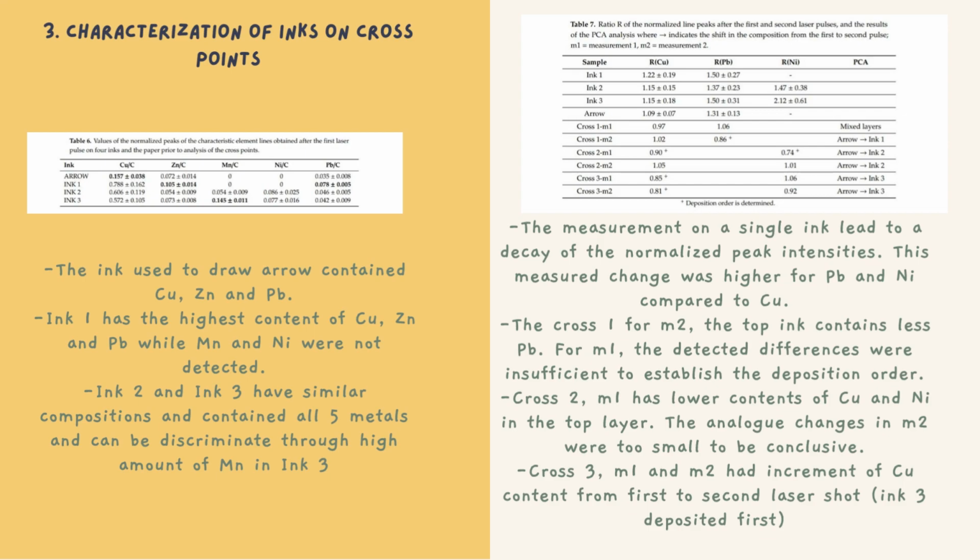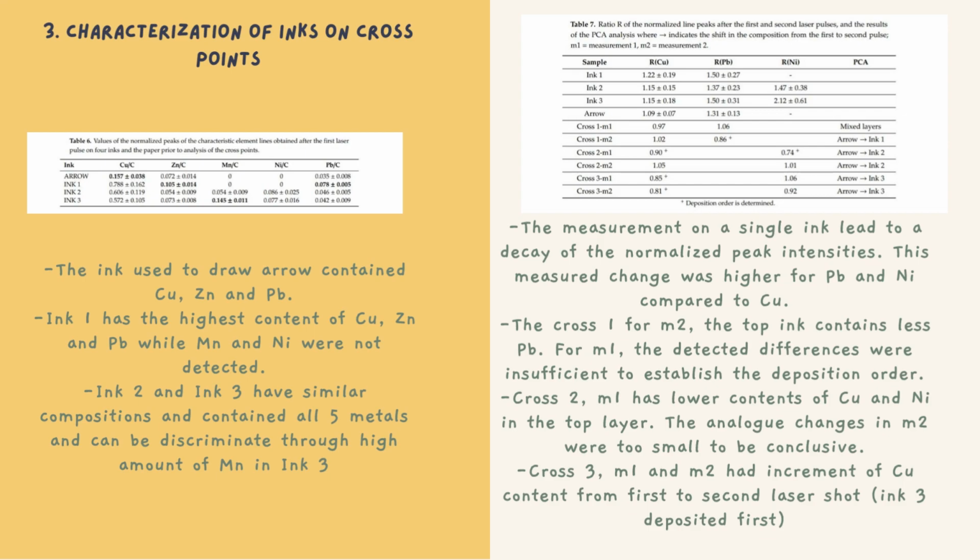Based on the result, for the first cross in the second measure, the top ink contained less plumbum. For the measurement M1, the detected differences were insufficient to establish the deposition order.